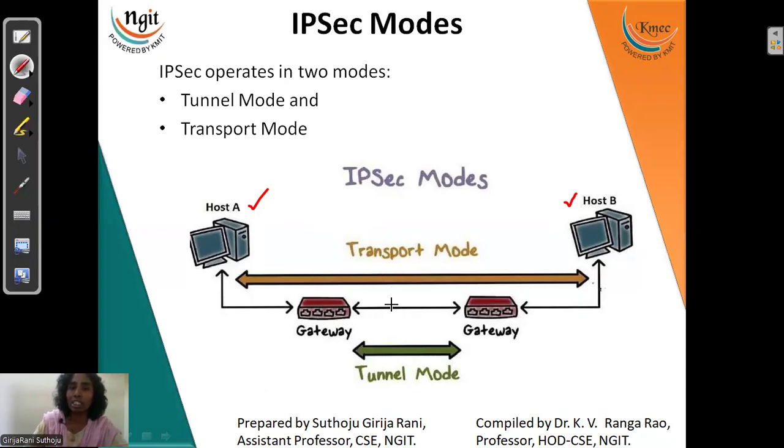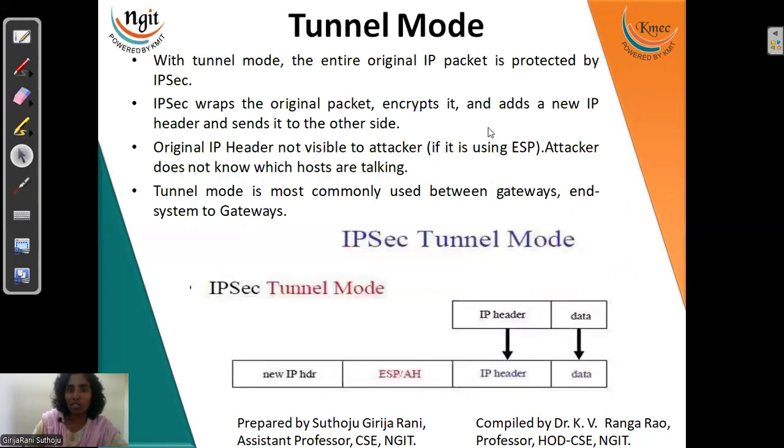So IP security provides security in two ways. One is with respect to the transport mode, that is directly from user A to user B. And the second one is between different types of access points, where we will be utilizing the tunnel mode. These are the two types of modes which we are going to discuss now.